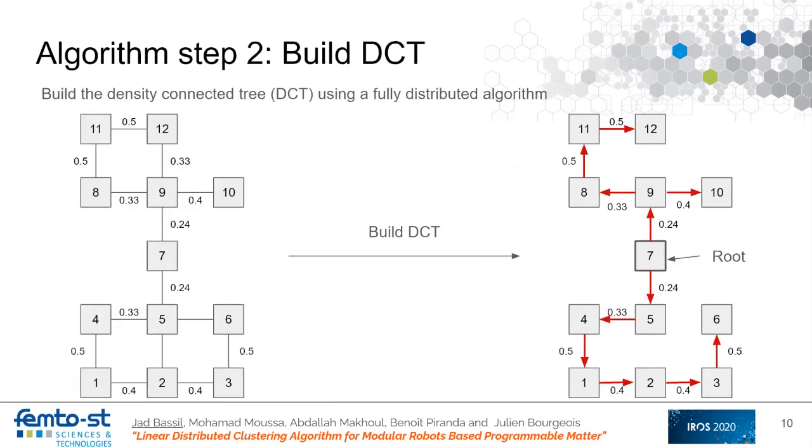The second step consists of building the density connected tree, which is a maximum spanning tree. An efficient and fully distributed algorithm is used. At the end of the step, the tree is rooted at one module, and all modules know their children and the path to the root.